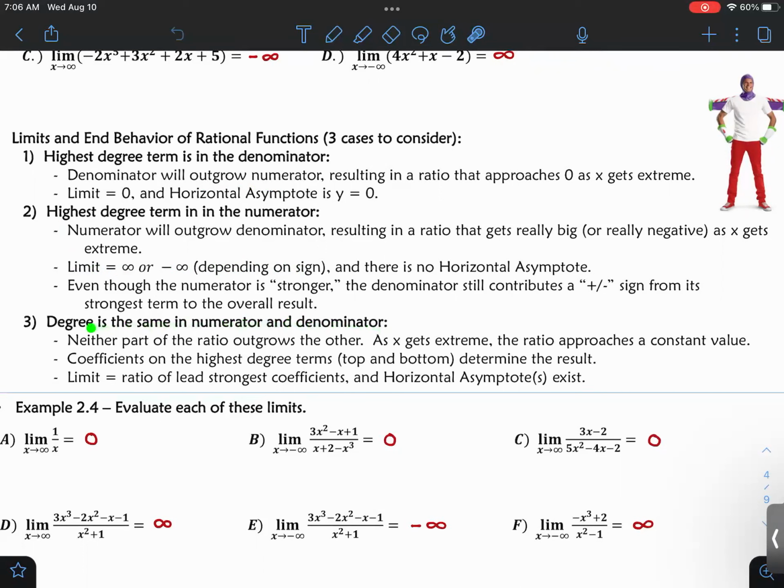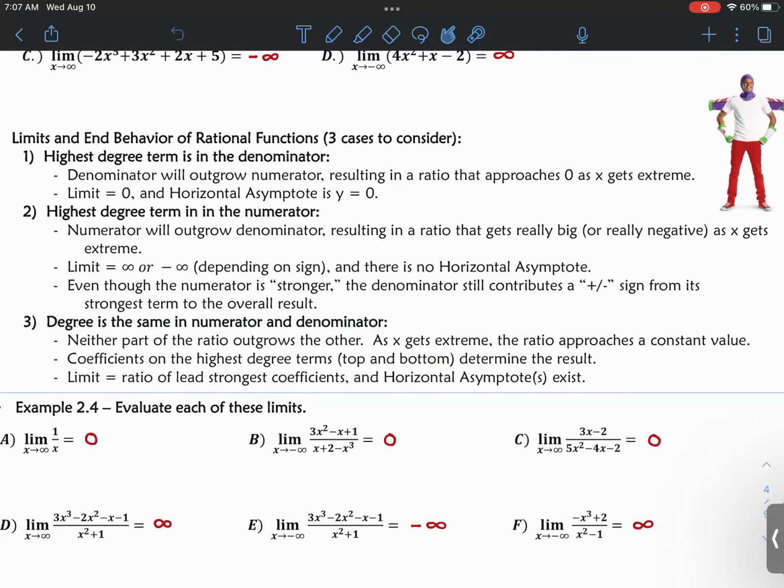The third case, if you have equally high degree in the numerator and denominator, then neither part of the ratio outgrows the other. So instead of going to infinity or 0, you have your ratio approaching some other constant finite value. All right. So the limit equals, in this case, just the ratio of the coefficients on those strongest terms, top and bottom. And that also, again, indicates a horizontal asymptote.